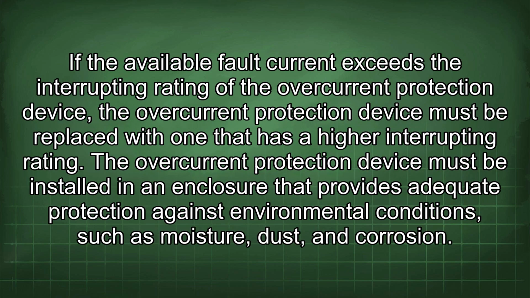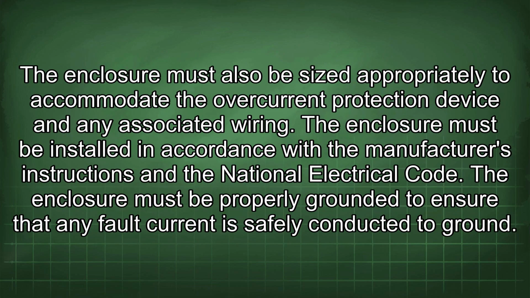If the available fault current exceeds the interrupting rating of the overcurrent protection device, the overcurrent protection device must be replaced with one that has a higher interrupting rating. The overcurrent protection device must be installed in an enclosure that provides adequate protection against environmental conditions such as moisture, dust, and corrosion. The enclosure must also be sized appropriately to accommodate the overcurrent protection device and any associated wiring. The enclosure must be installed in accordance with the manufacturer's instructions and the National Electrical Code.